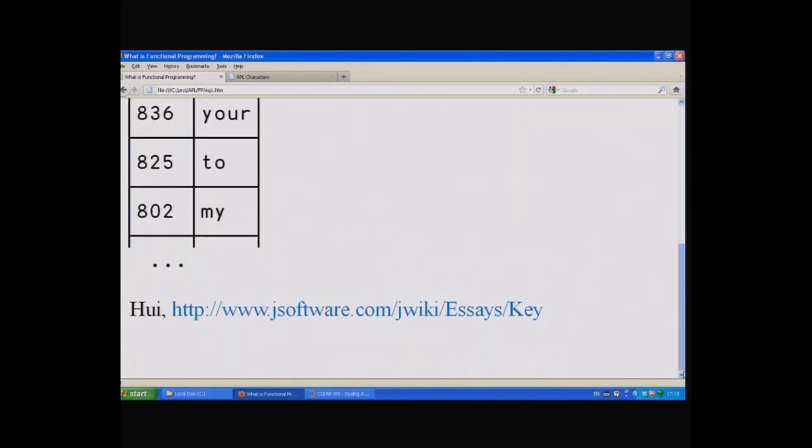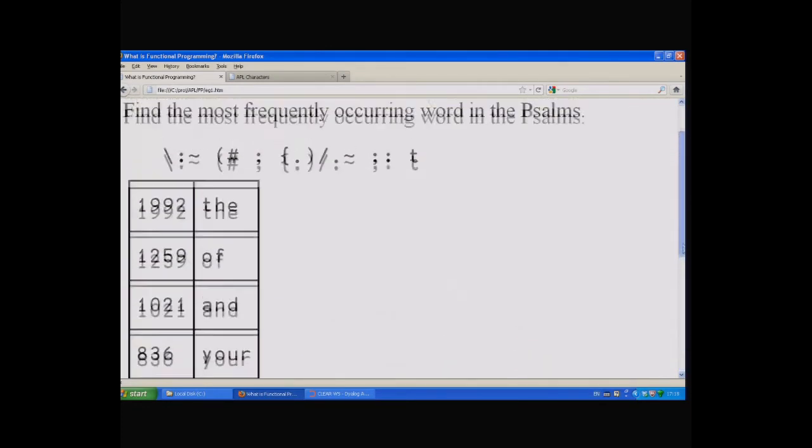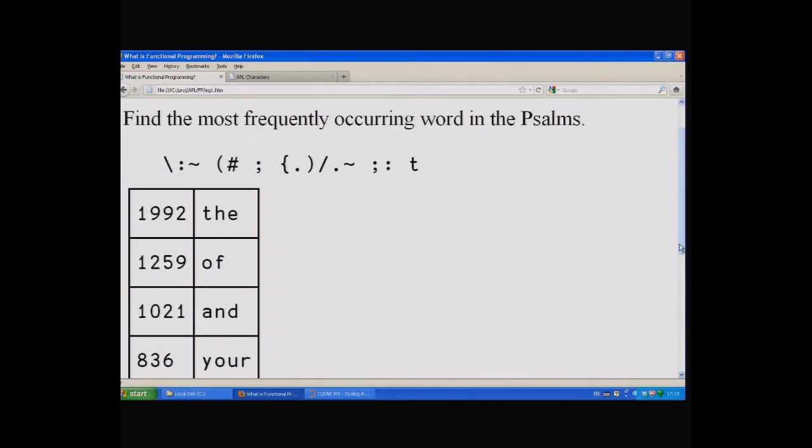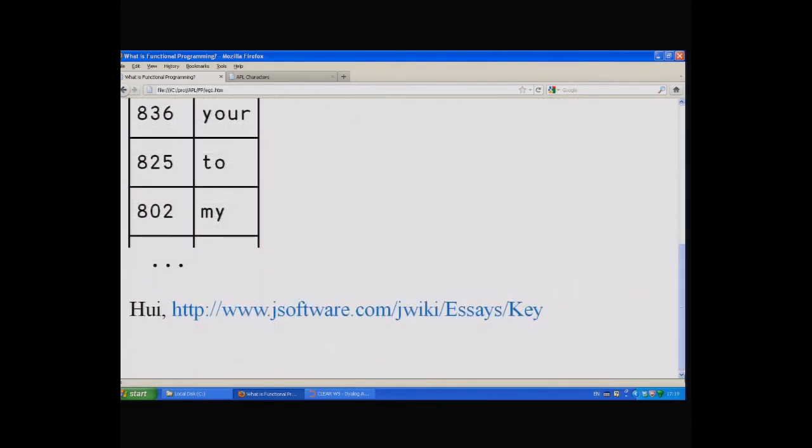Anything underneath? Oh, yes. So the key thing that's used is this operator called key. And there's a more substantive description of it in the JWiki essay called Key.